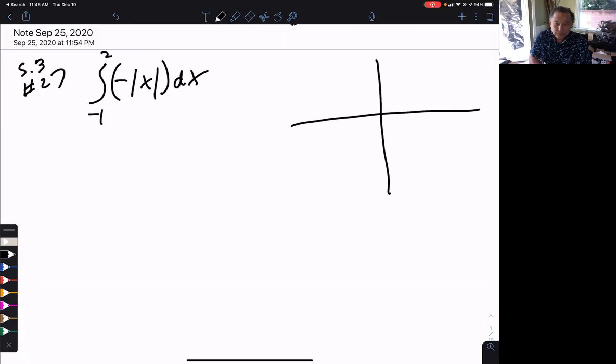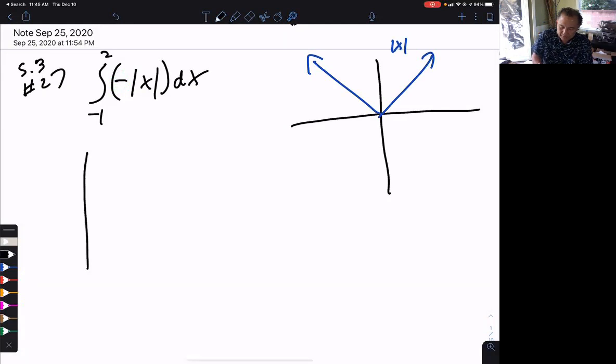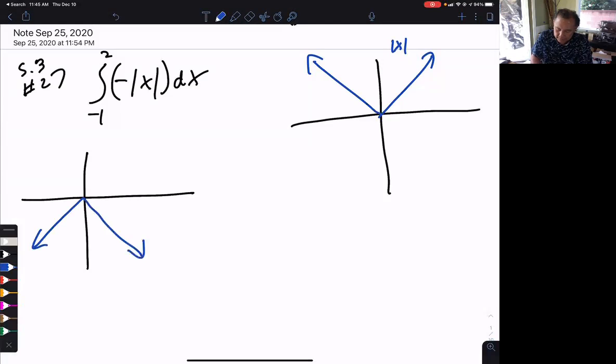So you learned absolute value of x looks like this. That's absolute value of x. And then the next thing you learned is what a minus sign does. If you have a negative in front of a function, it flips it over the x-axis. So this graph's going to look like this, a reflection over the x-axis. That's the graph of minus absolute value of x. So that's the one we're going to do.